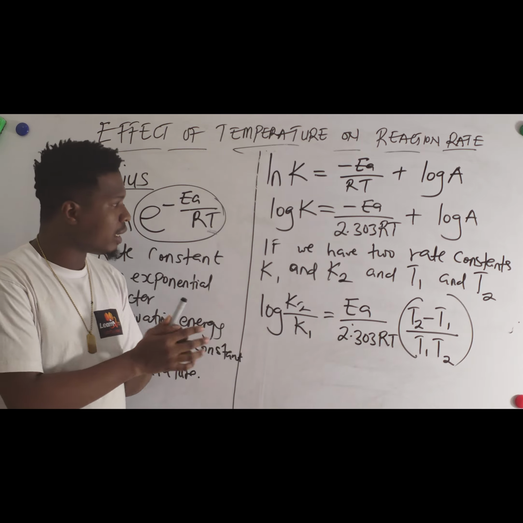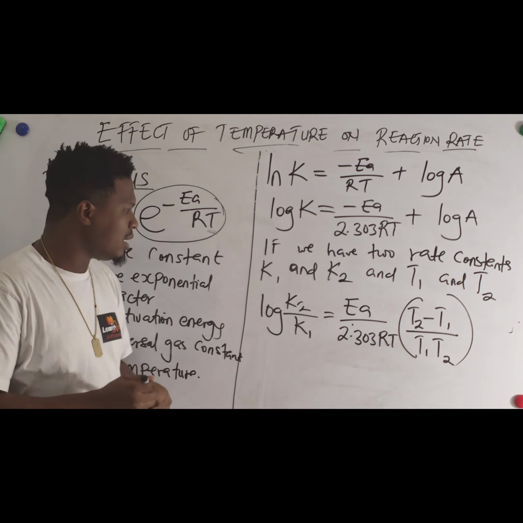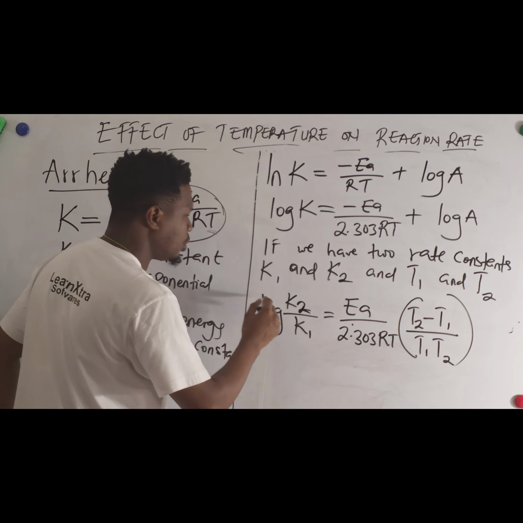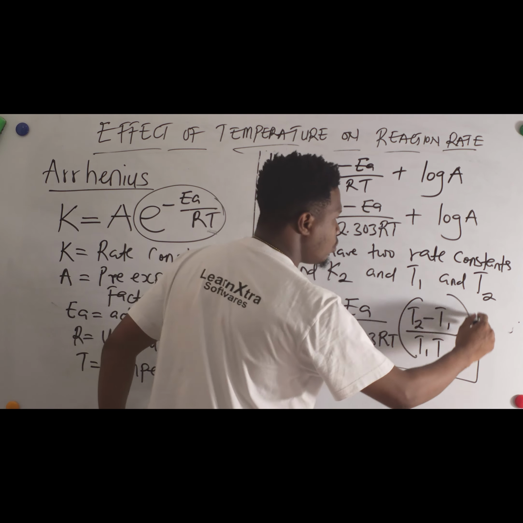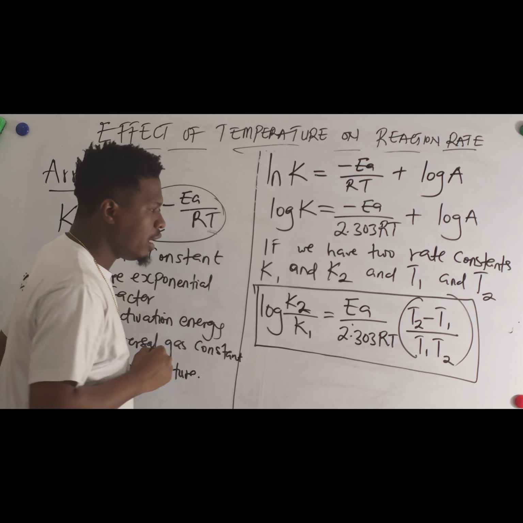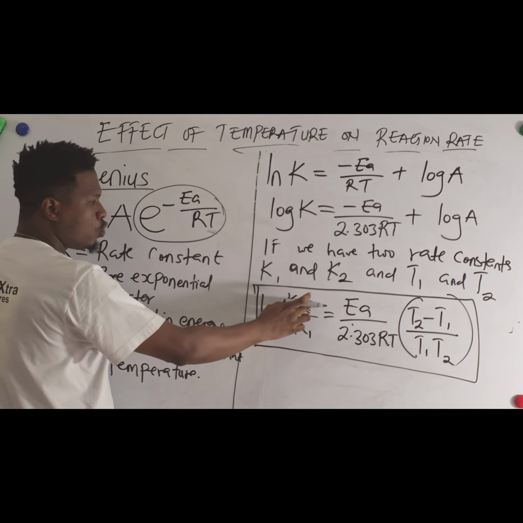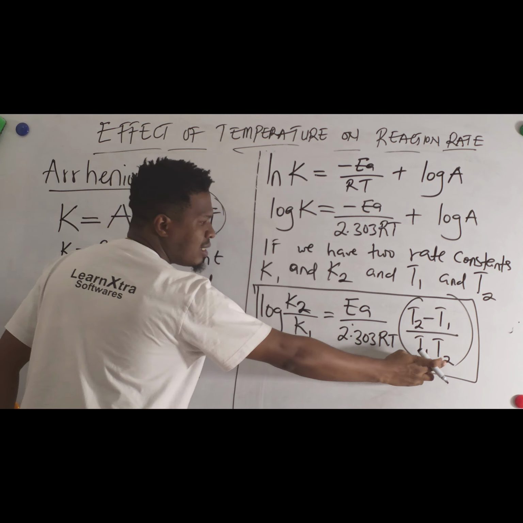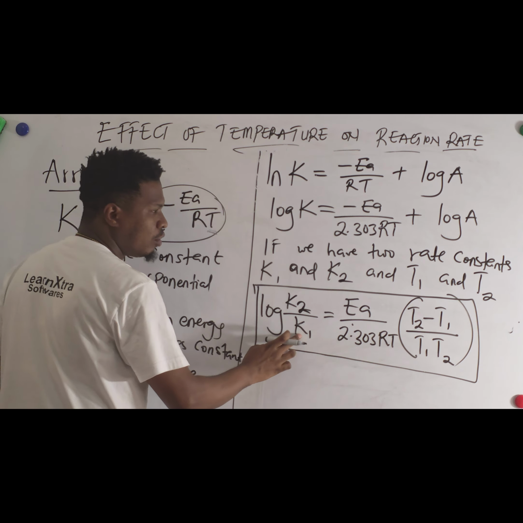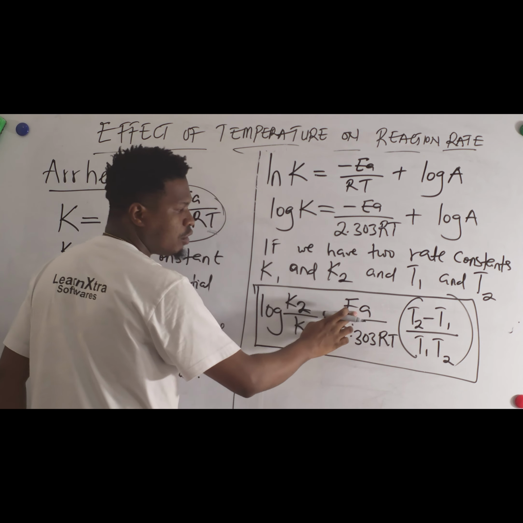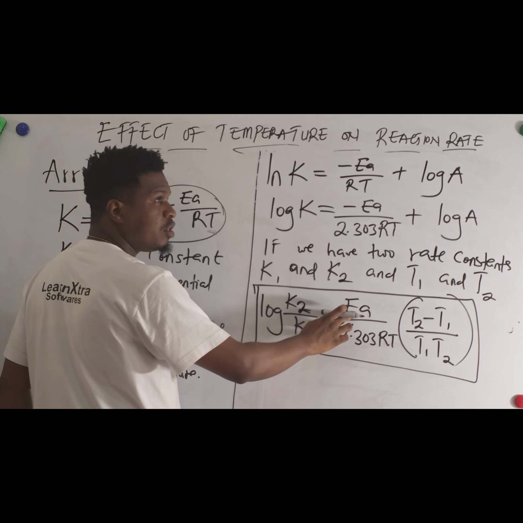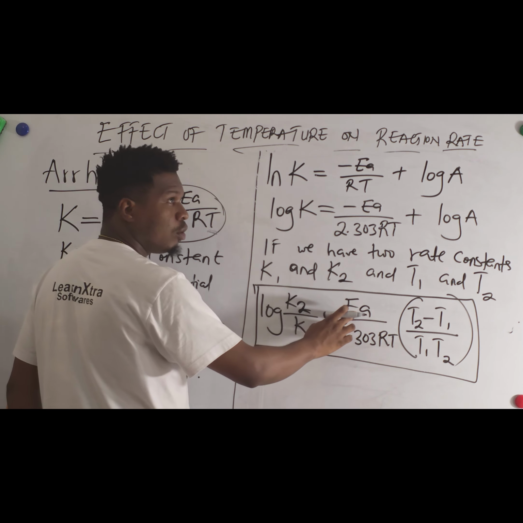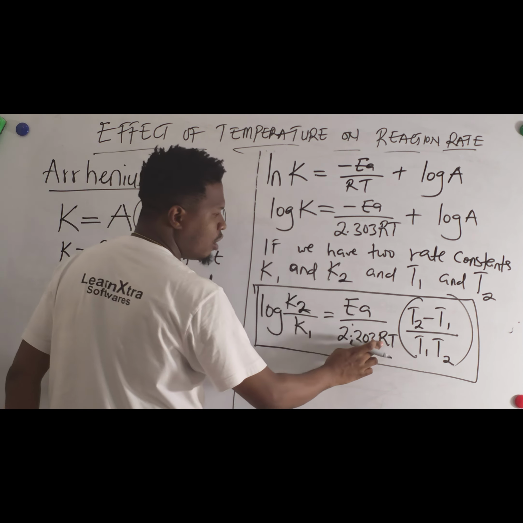Combining the two equations together, you come up with this. So this is an equation that you can use to solve any of these parameters. Remember the K2 is the rate constant for this T2. The K1 is the rate constant for this T1. This is the activation energy, the minimum amount of energy you need to overcome for you to undergo a reaction. Then this is the universal gas constant.